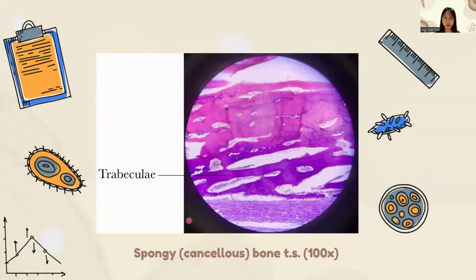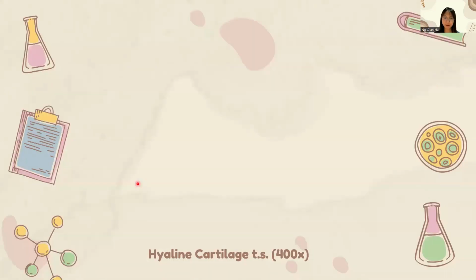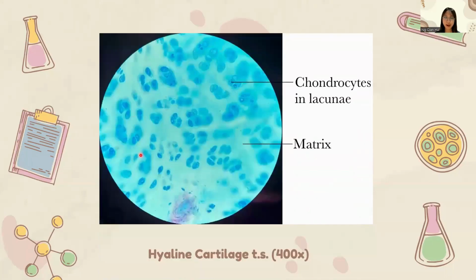This is a slide showing the spongy cancellous bone, and this is called trabeculae. Next, this is a slide showing the hyaline cartilage. This is called matrix, and this is called the chondrocytes in lacunae.